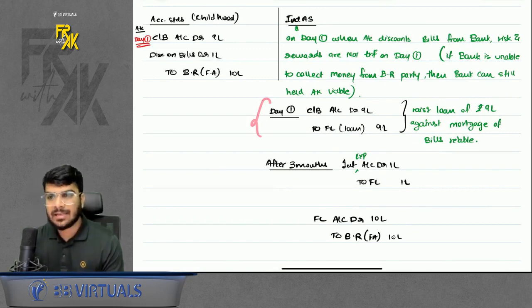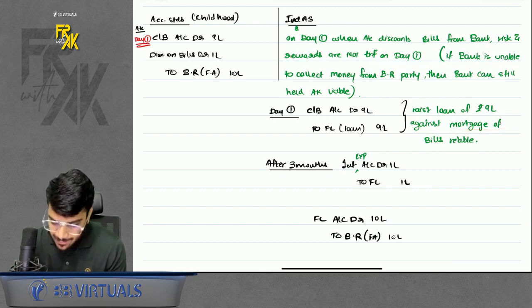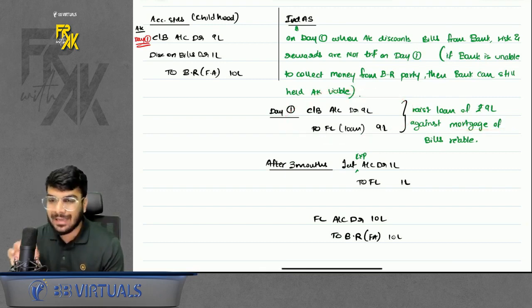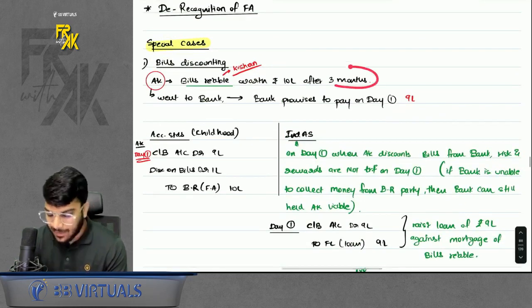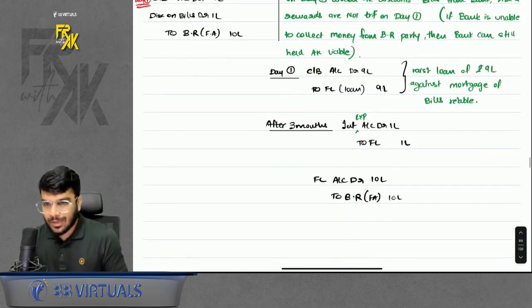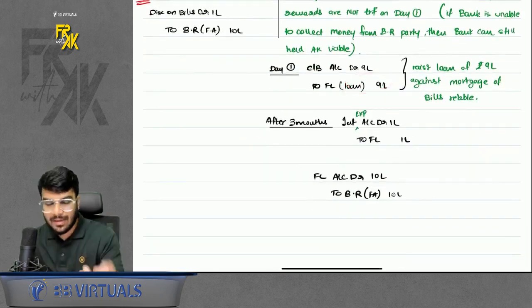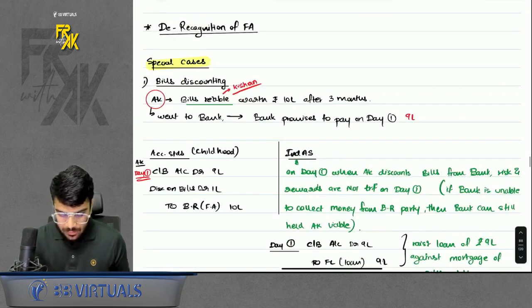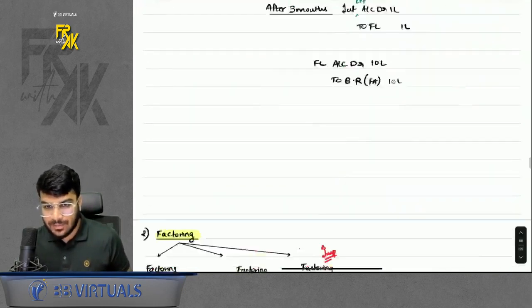Instead, it is just like taking a loan against the mortgage of bills receivable. So you will record cash bank to financial liability. You will not derecognize the financial asset on day one. Once the 3-month period is over, once bank receives the money from the party, that time you can reverse the loan and you can derecognize the financial asset. Okay, this was one special case which I discussed with you, bill discounting.